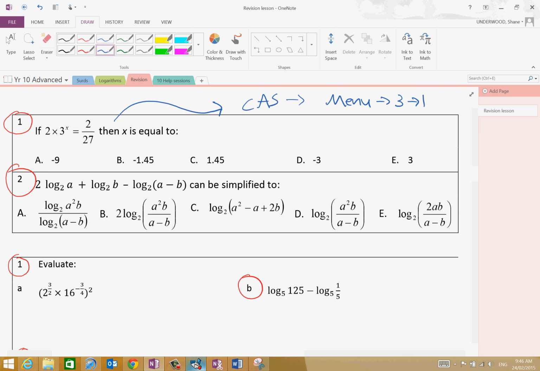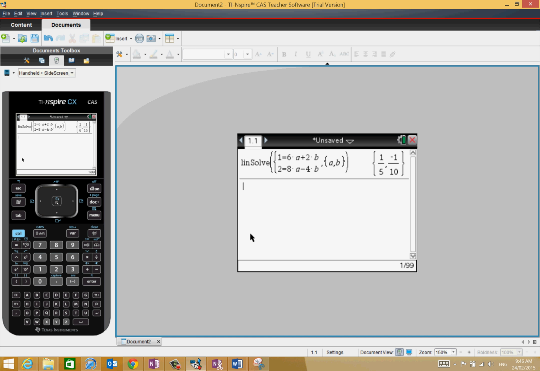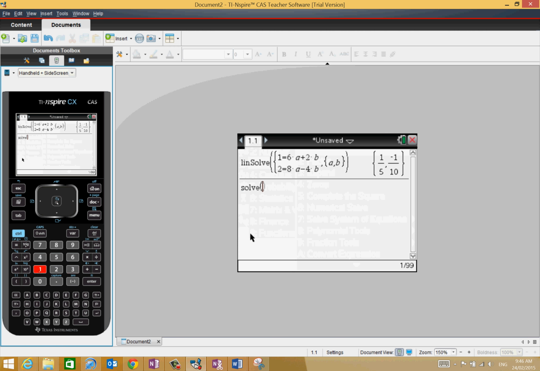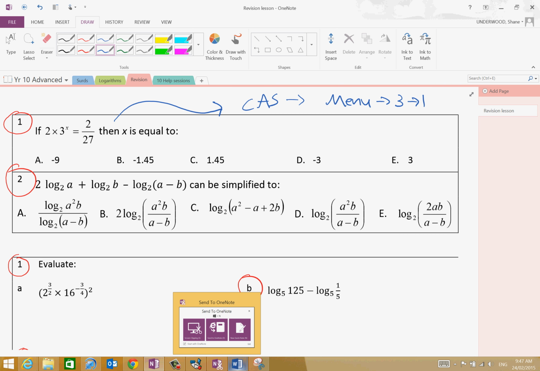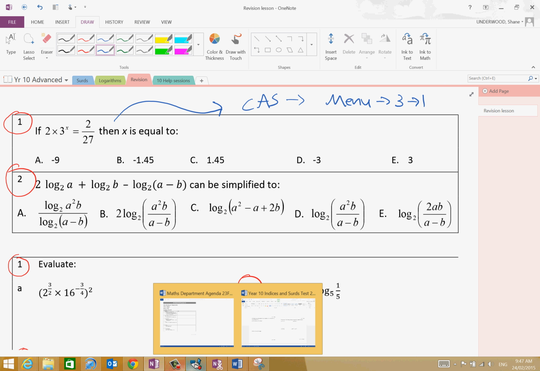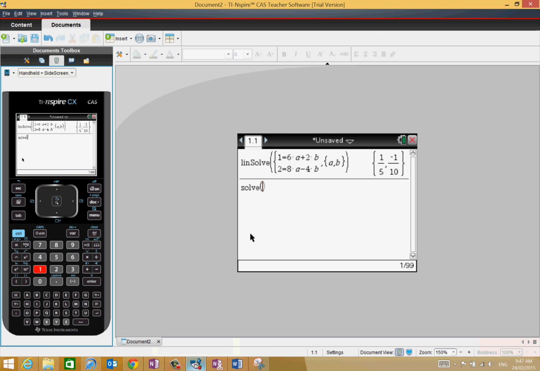Menu 3-1, and I'm going to show you that, because if I go to menu 3-1 and that goes to solve, I can only solve an equation. So I have to have an equal sign. 2 times 3 to the power of x is equal to 2 over 27. But I'm telling you now, I'll show you the calculator, but it's actually faster to do it by hand.